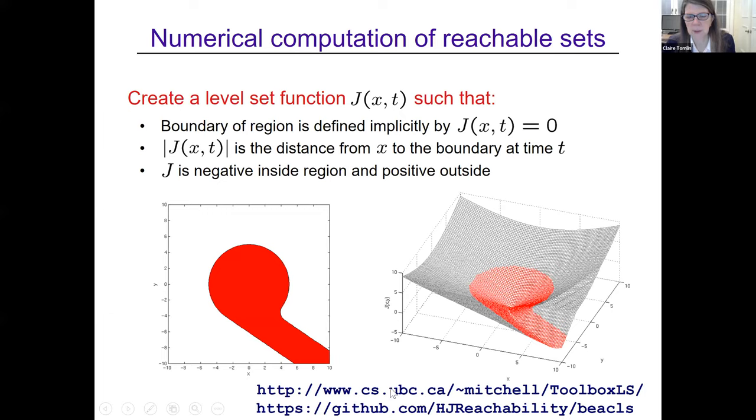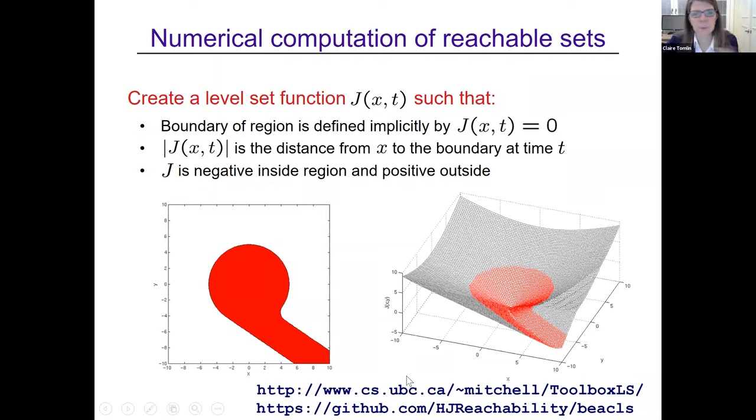Ian is now a professor of computer science at the University of British Columbia, and this is a link to that level set toolbox. Over time, our group has been developing tools and add-ons, a kind of wrapper that goes around the reachable set. We've got codes on our GitHub, the HJ reachability toolbox, including a more recent one, which we call BEACLS. B is for Berkeley, but it's a level set toolbox using C++, and that uses a parallel processing paradigm to speed it up. I'll say a few more words about computation, but there are a number of accessible codes that you can download.